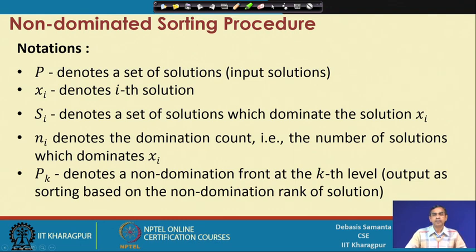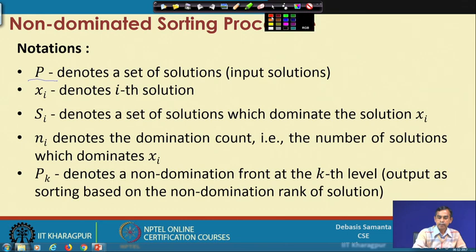Now, in order to understand the algorithm, we will consider a few terminologies. Suppose P denotes a set of input solutions. It is basically the current population. We have to find, for the current population, all the solutions which are lying on the non-dominated front. So, P denotes the current solution set, and xi denotes any ith solution in the current set. So, xi is a solution which belongs to the set P.